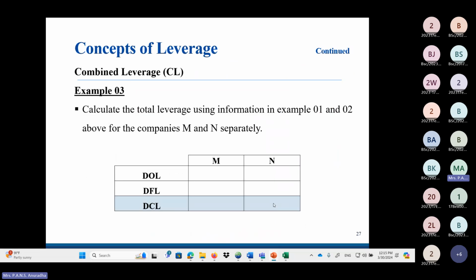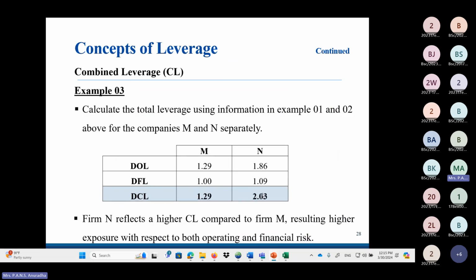Now, if you calculate the combined leverage for this example, look here. For company M, this is their operating leverage. This is their financial leverage. For company N, this is their operating leverage. This is financial leverage. So combined leverage means 1.29 times 1, and 1.86 times 1.09. So this is the combined leverage. For company N, you can see high operating leverage, high financial leverage, high combined impact. So if sales is increased by 1%, earnings per share of company N is increasing by 2.03.